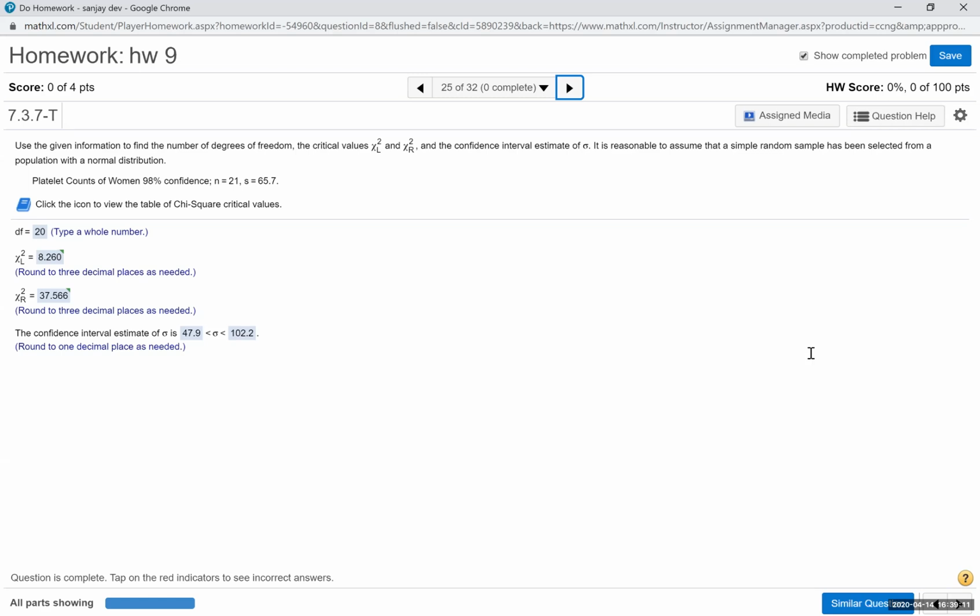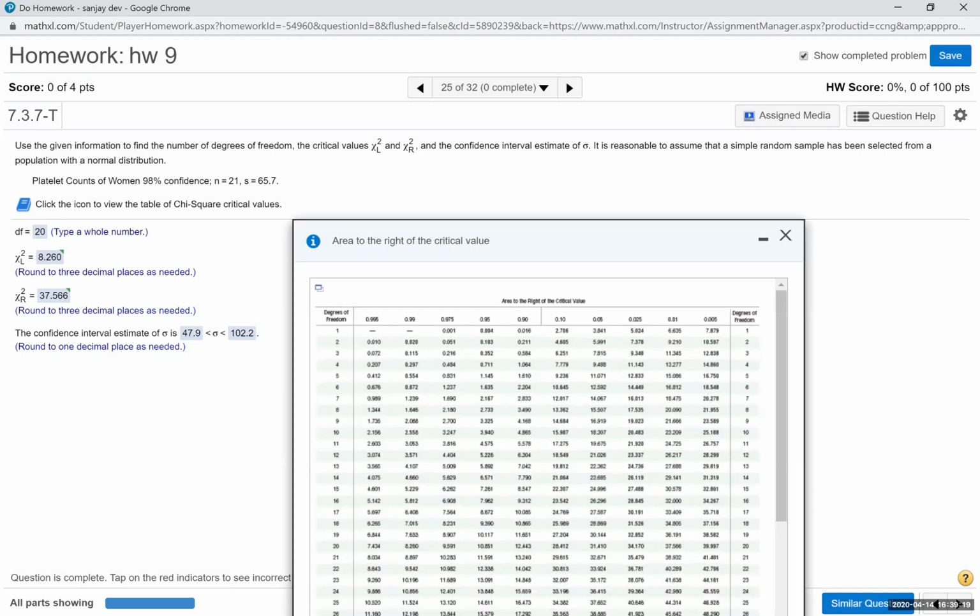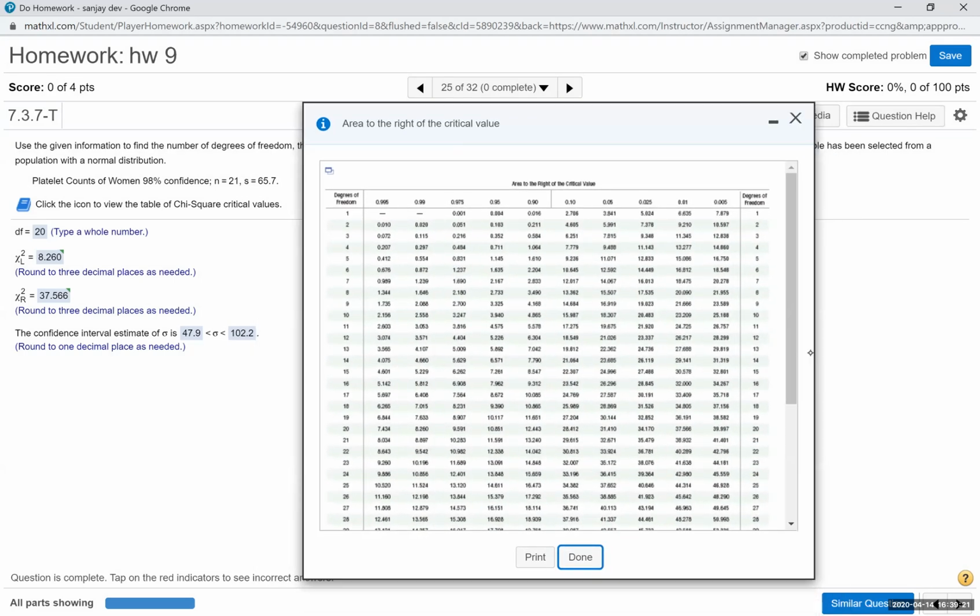This is called chi-square on the left and chi-square on the right. So if I look at the data, what are we looking at? n is 21, so degree of freedom is 20. So you go under 20 right there. What are the numbers? 8.260. Do you see 8.260 is here? And what is 37.568? 37.568 is right here. It's a little hard for me to read, but that's it.